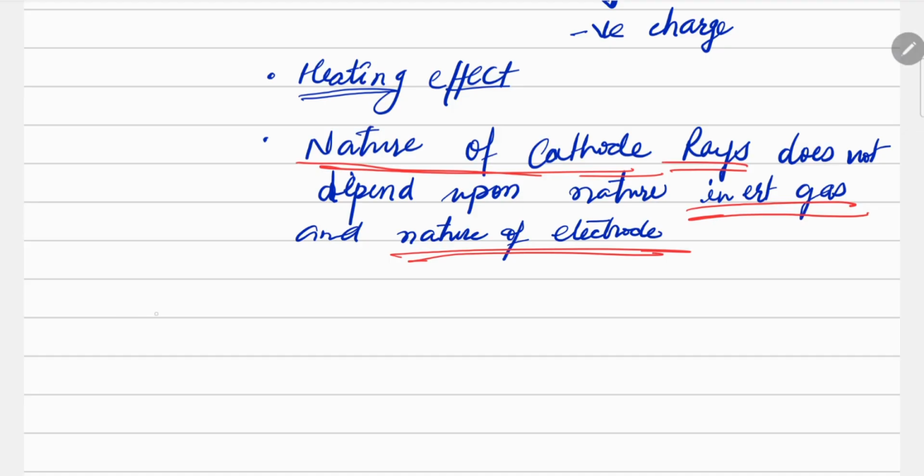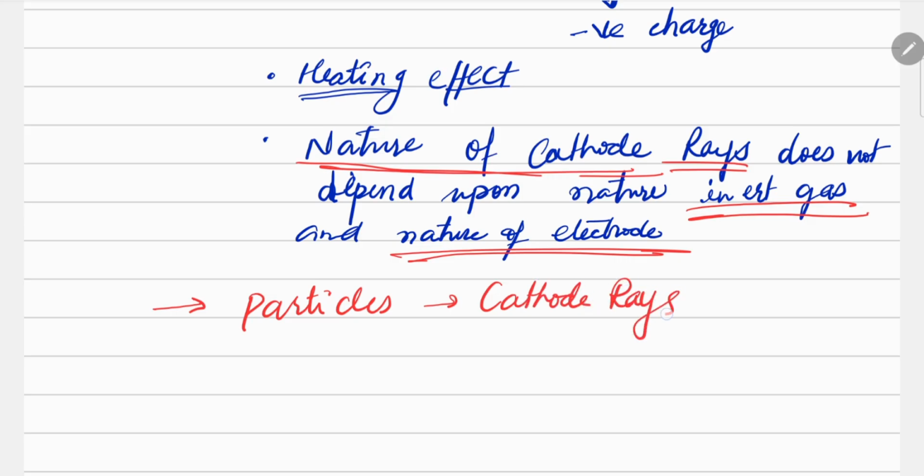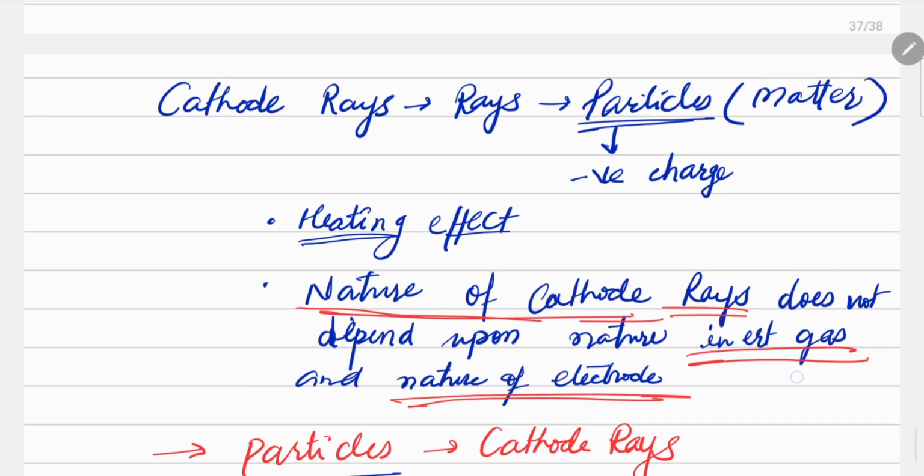Later on, these particles in cathode rays are called electrons. Okay, they are called electrons. So this was the major experiment.